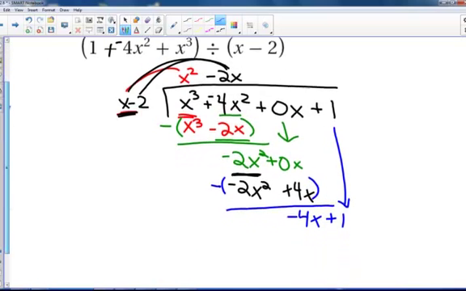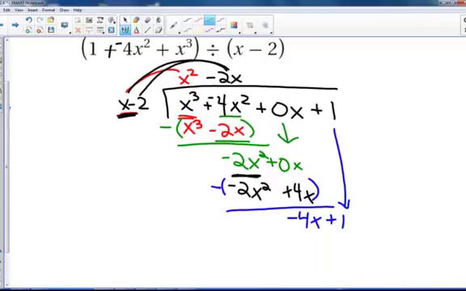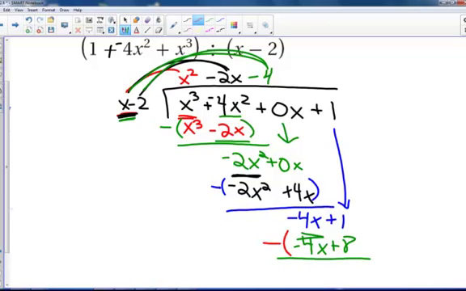X times what gives negative 4x, and that's a negative 4. Negative 4 times x is negative 4x. Negative 4 times negative 2 is positive 8. Subtract the whole thing, and you get negative 7. So I'll put plus negative 7 over x minus 2.